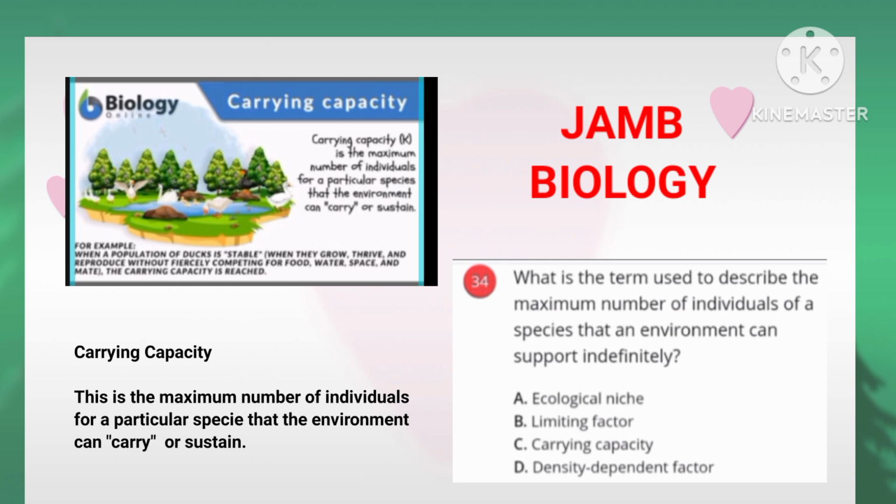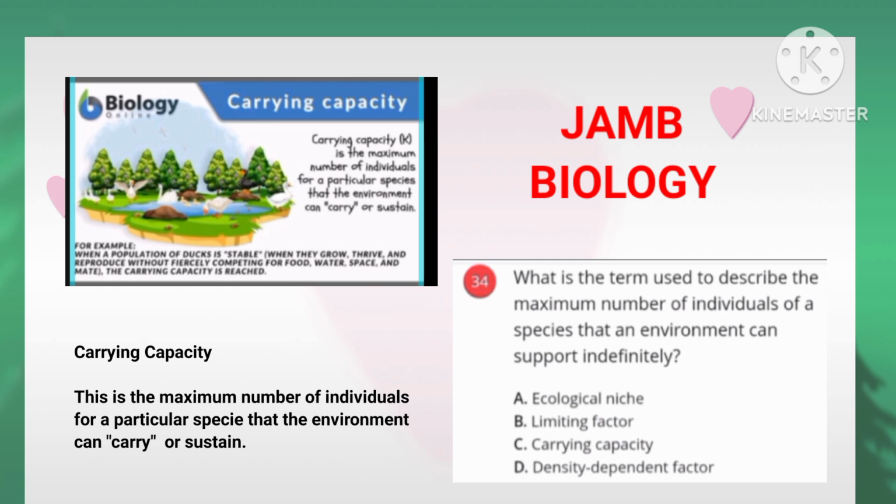Consequences of exceeding carrying capacity: 1. Resource depletion. That means the resources will get emptied. So, overconsumption of resources leads to scarcity, causing competition and reduced survival rates. 2. Degraded environment. Overpopulation can result in environmental degradation, reducing the quality of life for the population. 3. Population decline. If left unchecked, exceeding carrying capacity can lead to population decline or even local extinctions.